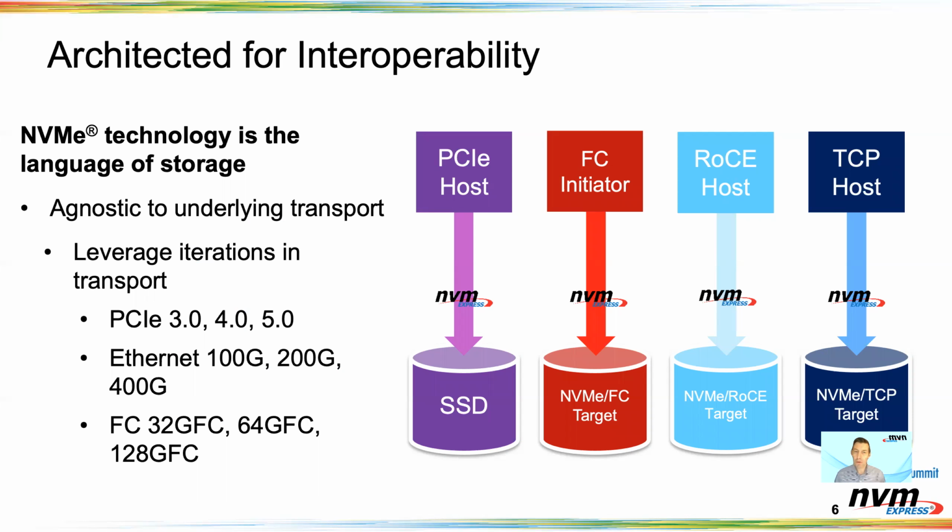We don't want to do too much foreshadowing for the rest of the presentation, but a good example of that is the transition from PCIe 3.0 to PCIe 4.0. From an NVMe perspective, there was no change. It was a seamless switch.